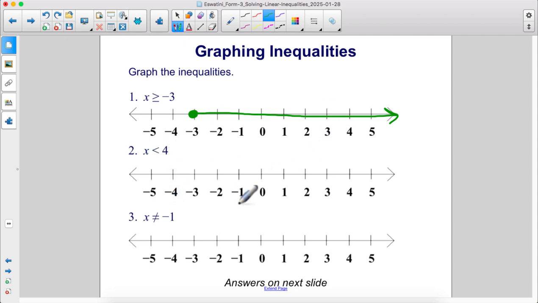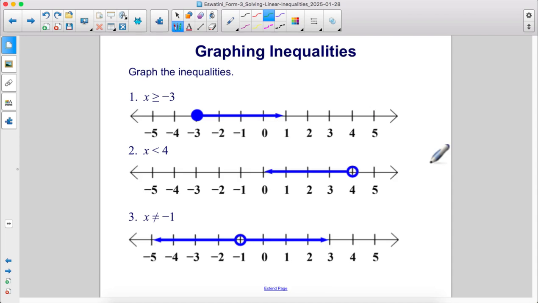x is less than 4. 4 is not one of the solutions, so it's an open circle, and then the solutions are less than 4, so to the left. x is not equal to negative 1, therefore open circle since negative 1 is not a solution, and then 2 rays because every other number is a solution. And here are the solutions.